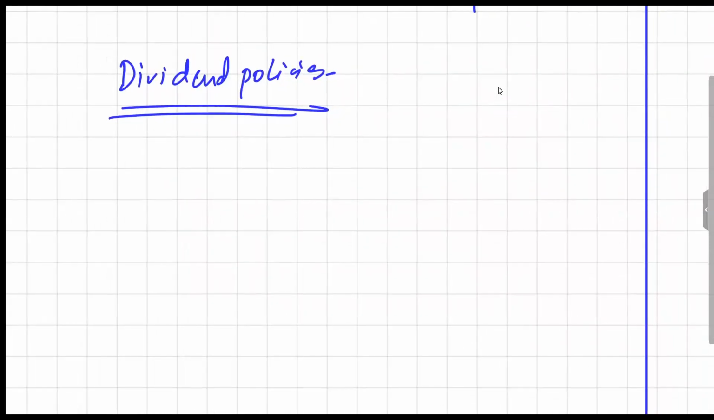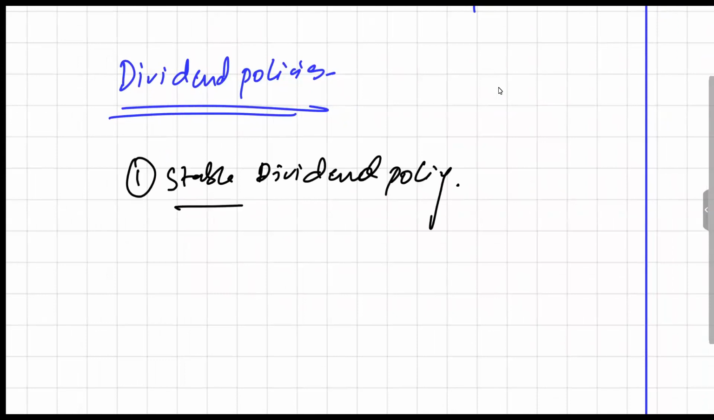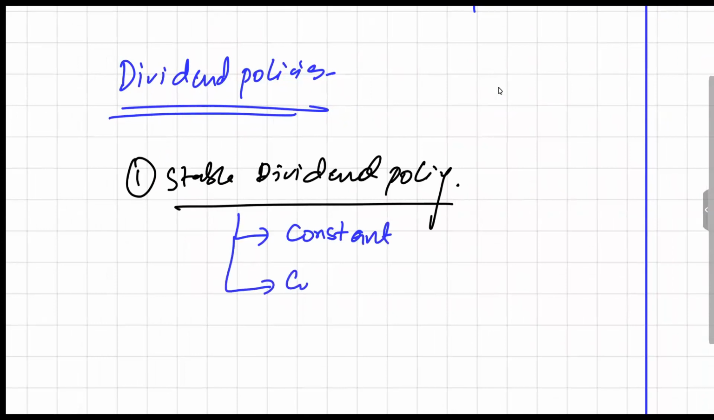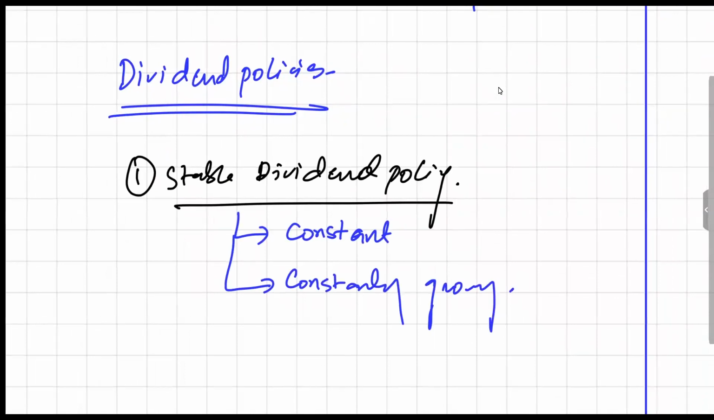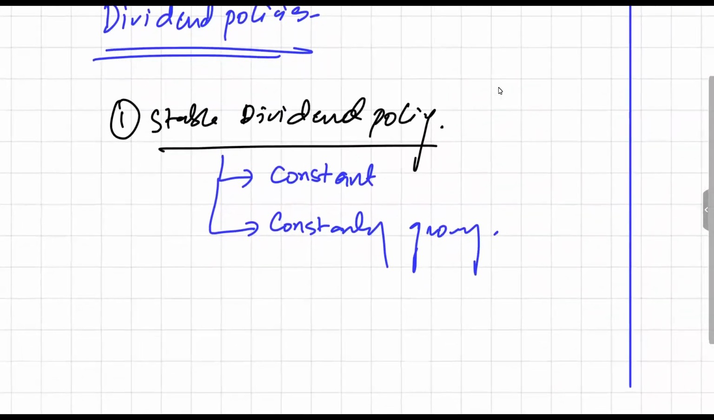So one of them is having a stable dividend policy. What do you mean by having a stable dividend policy? This would actually mean either you have got a constant dividend which is paid every year, or you have got a dividend which is constantly growing each year. So these could be the case. You could have a constant dividend, or you could have a constantly growing dividend. That's how it is.